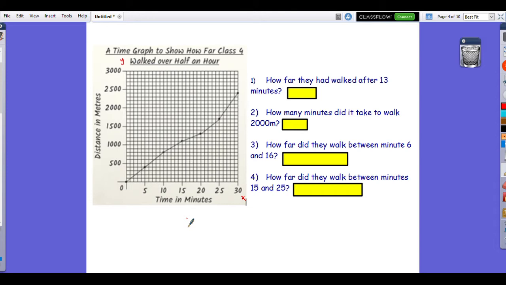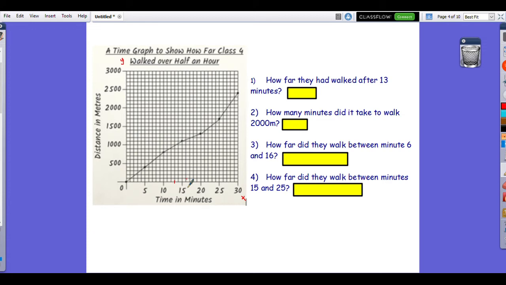Okay, so let's have a look at this together. How far had they walked after 13 minutes? So what you need to do here is look at your minutes along the bottom. You need to find 13, so this is 10, and this is 15. Each little square in between is worth 1 minute. So I'm going to count from 10, 11, 12, 13 minutes is right there on that line.